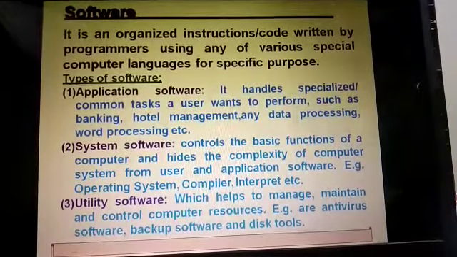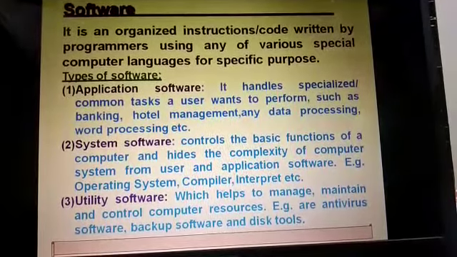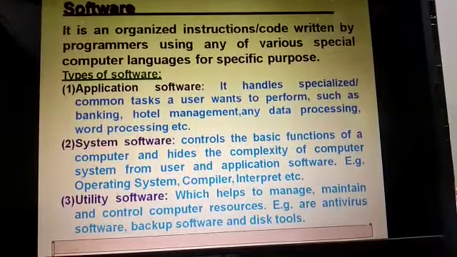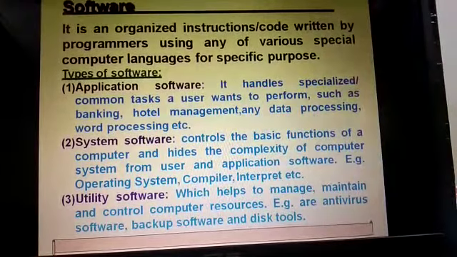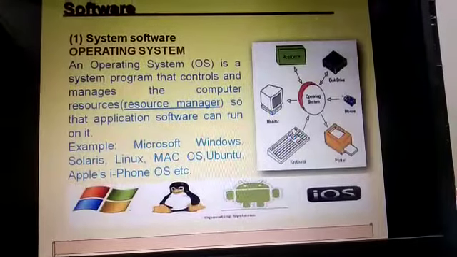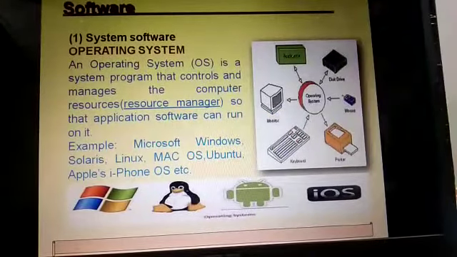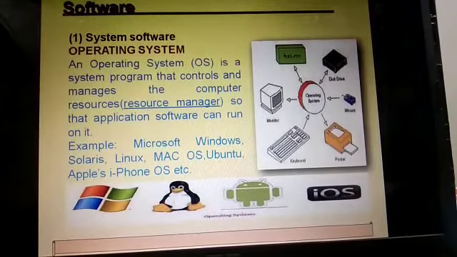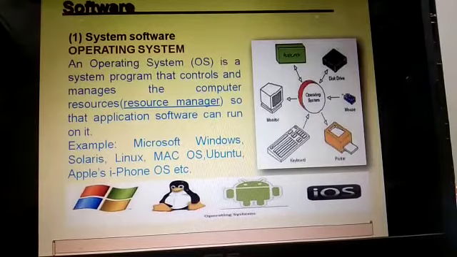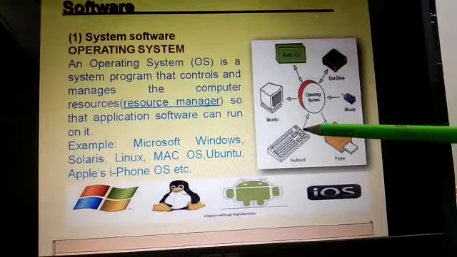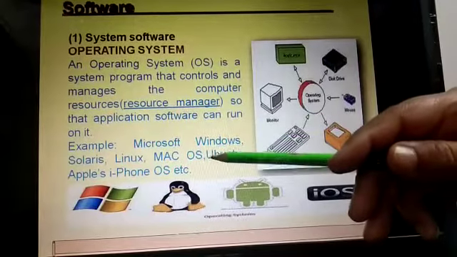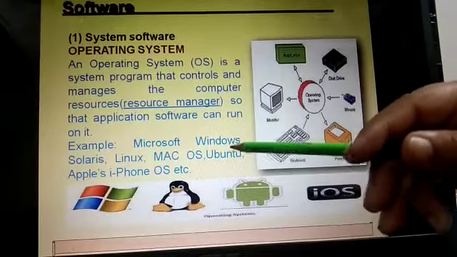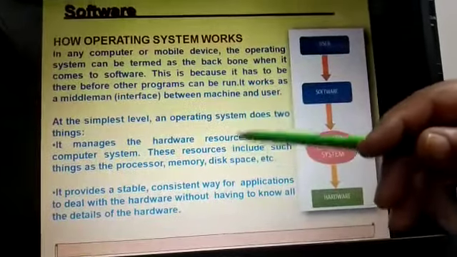Software is a set of instructions. We have divided software into three parts: application software, system software, and utility software. What is system software? The operating system is a system program, and we know that the operating system is also called the manager of the computer. Examples are Windows, Linux, Apple iOS, Android.